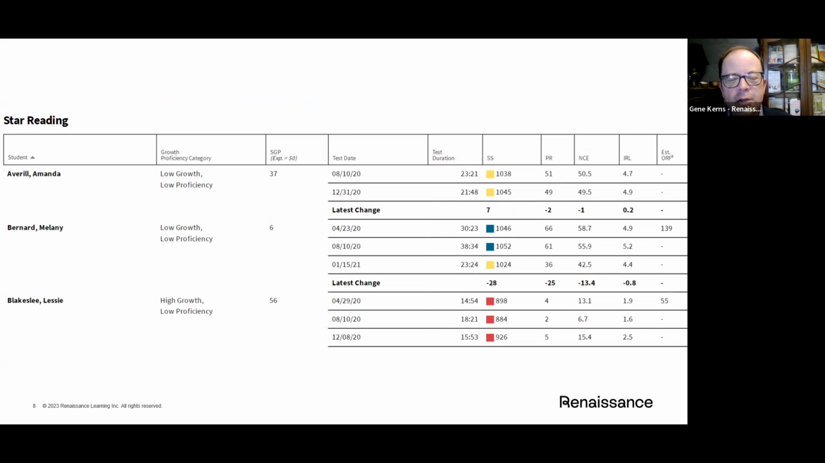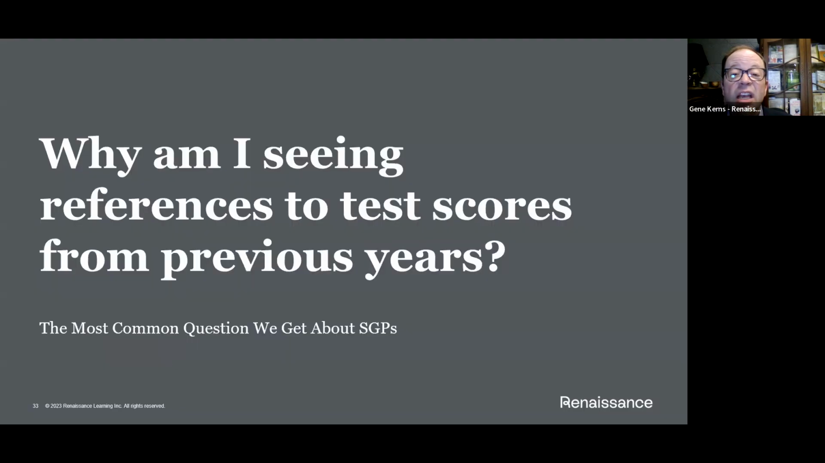Here's something about the way SGPs work. It's designed to be that way, and it works perfectly that way, but people are going to call in and ask. Here's the number one question, the most common question we get about SGPs. You'll see it next year because you'll have more history. They say, why am I seeing references to scores from last school year? Why would you ever look at a score from last school year to say anything about growth in the current year? Listen to what I'm saying.